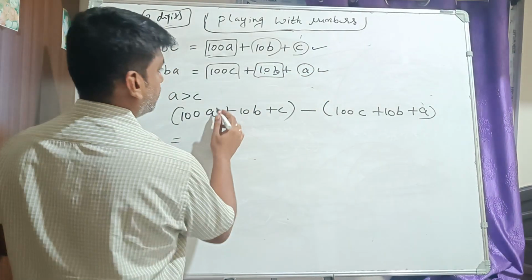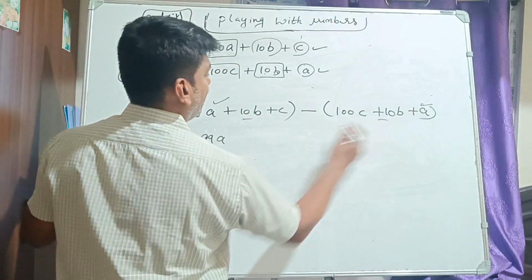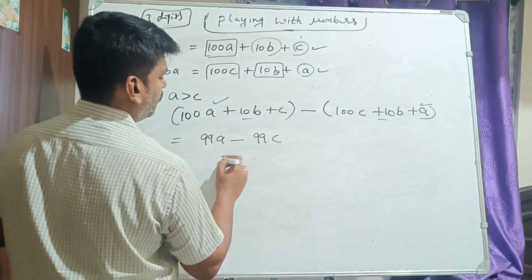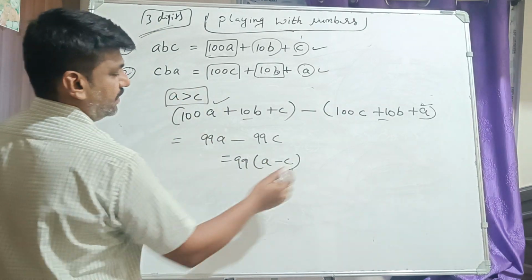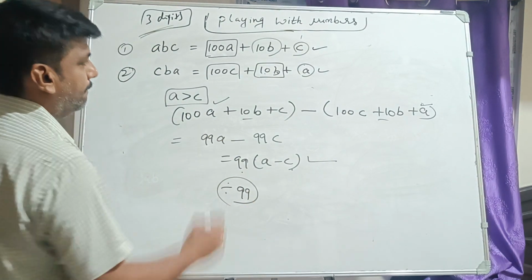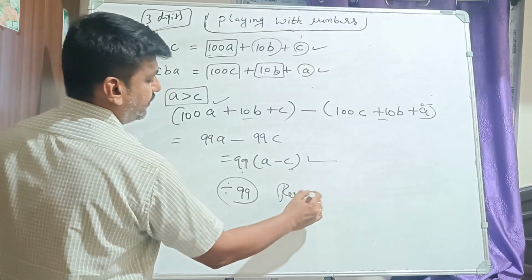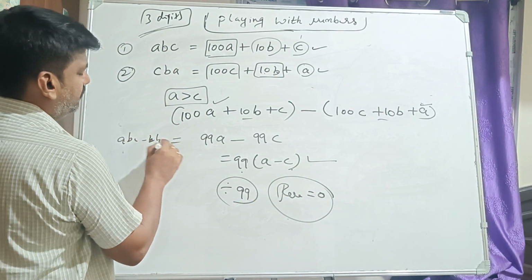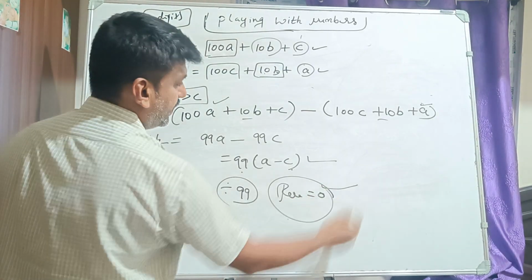Now do the subtraction. 100A and this, so you will get 99A. 10B with 10B will get cancelled, so it is minus 100C and this one, so it is 99C. So what is common? 99 is common, A minus C. When A is greater than C, at that time what should you divide? You should divide it by 99. When in this case, what are you going to get? You are going to get the remainder 0, because you can observe this A minus C and A minus C. What is the LHS? LHS is 0. So the remainder is 0.